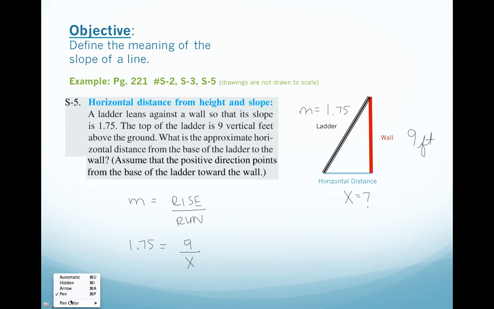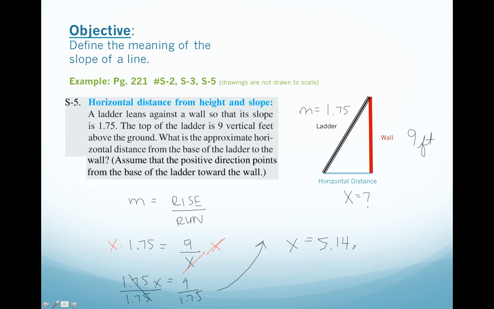Again, let's use inverse operations to solve for x. So in this problem, notice that x is in the denominator, and I want to solve and get x by itself. So the inverse operation here would be to multiply both sides by x. It's going to cancel out on the right-hand side. On the left-hand side, we are left with 1.75 times x is equal to 9. And then the last step is to divide both sides by 1.75. This will cancel out on the left-hand side. And if we divide 9 by 1.75, rounded to 2 decimal places, that's approximately 5.14 feet. So that's the horizontal distance.